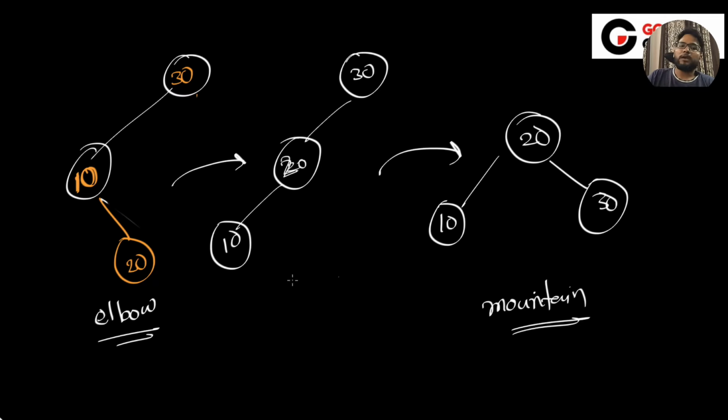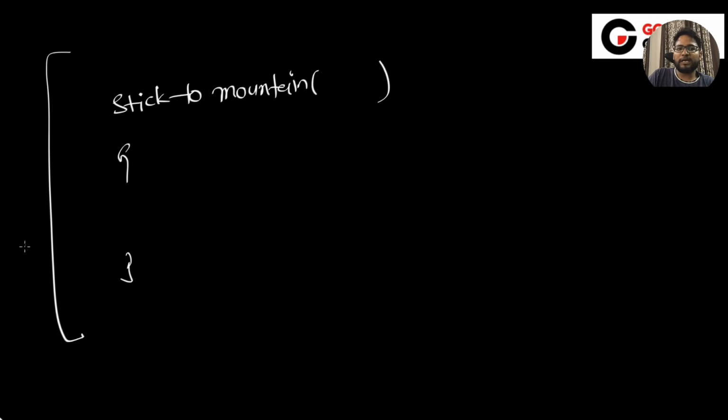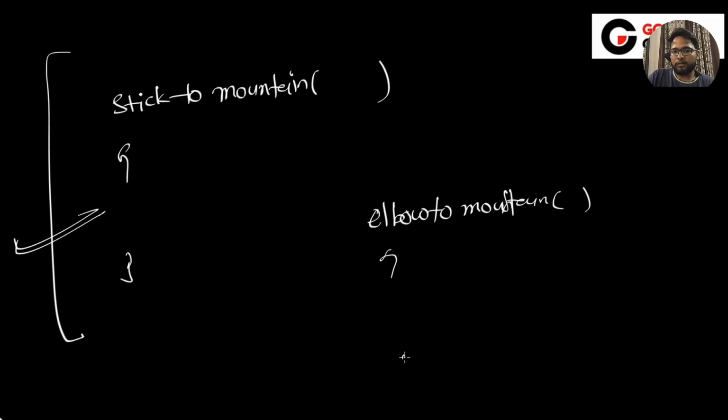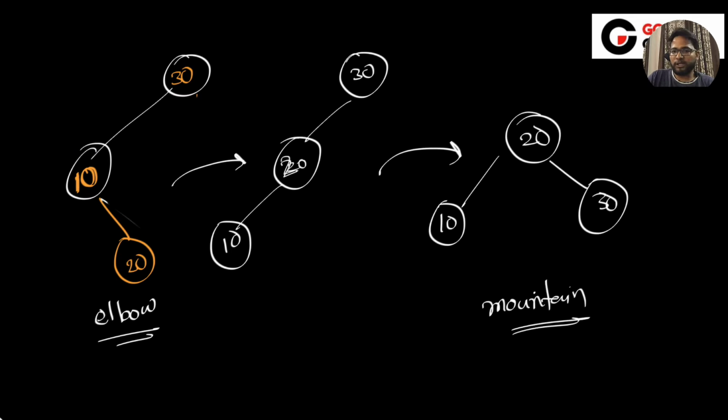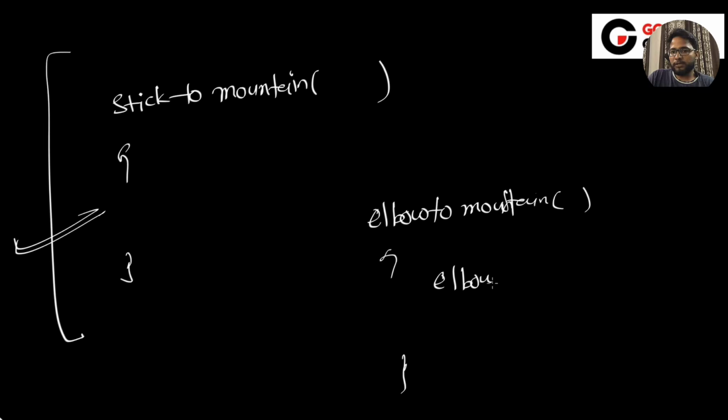Basically, in terms of coding, you can understand, I will be having a function which is stick to mountain, and then let's suppose I have some function that does some pointer manipulation. Now whenever I want elbow to mountain, then I will be doing what? I will be first doing this kind of rotation. I will be first converting elbow to a stick, so I will be doing elbow to stick, and then I will be doing stick to mountain.